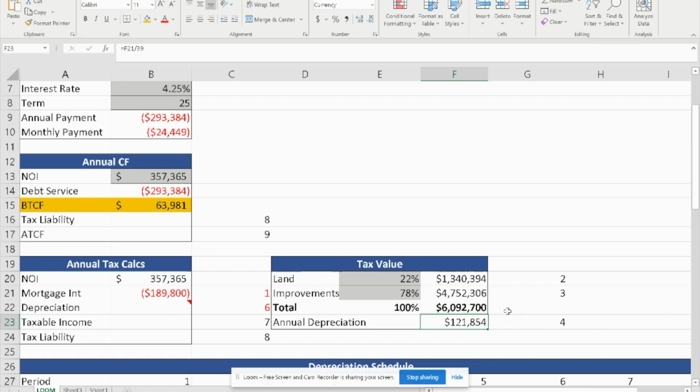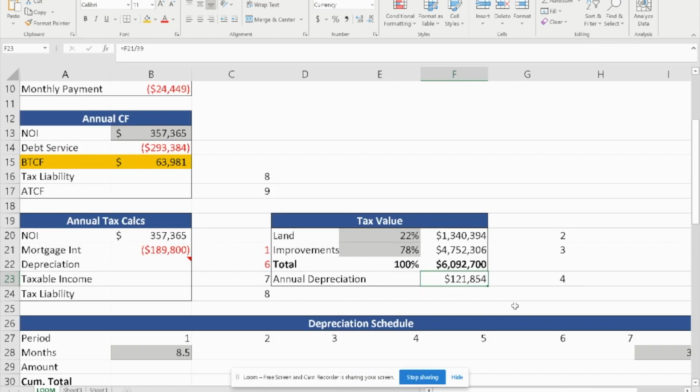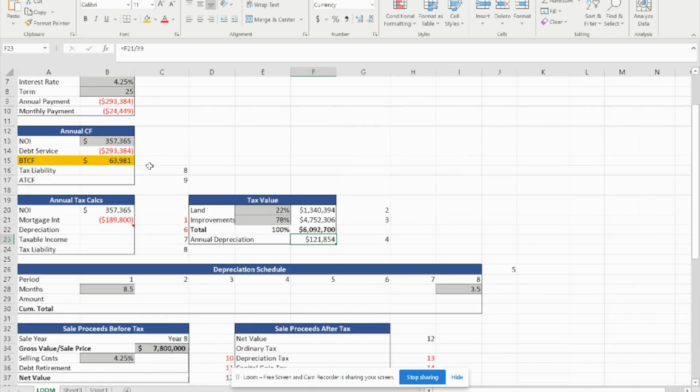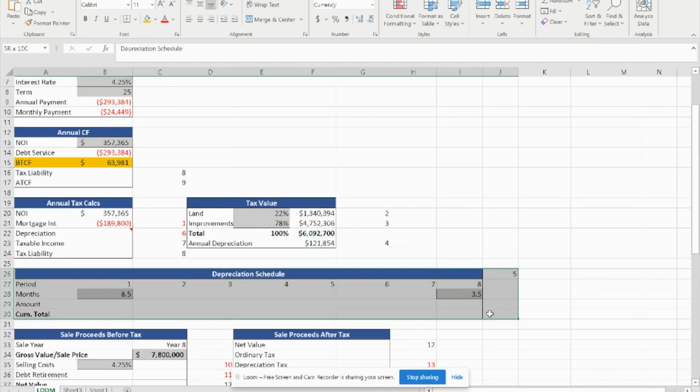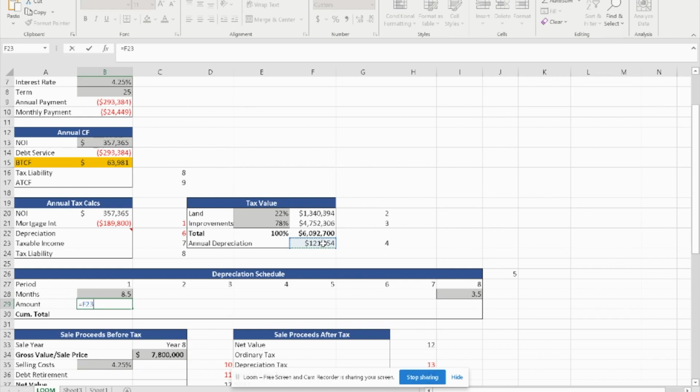After completing that, we're going to go ahead and complete the depreciation schedule, which is this section here. I put the note here. That's the fifth step of the process. And to do that, we're going to need to calculate the first year depreciation amount. And it is going to be the annual depreciation divided by 12, and we're going to multiply it by the 8.5 months. So we should get $86,000 for the first year depreciation.